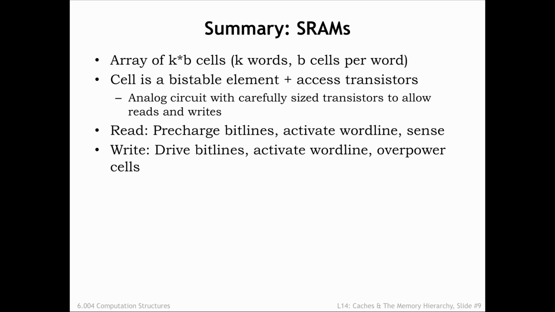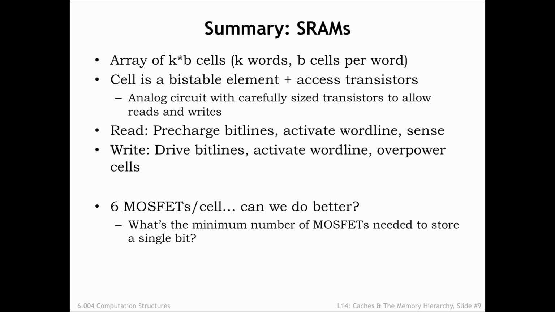In summary, the circuitry for the SRAM is organized as an array of bit cells, with one row for each memory location and one column for each bit in a location. Each bit is stored by two inverters connected to form a bistable storage element. Reads and writes are essentially analog operations performed via the bit lines and access FETs. The SRAM uses 6 MOSFETs for each bit cell. Can we do better? What's the minimum number of MOSFETs needed to store a single bit of information?